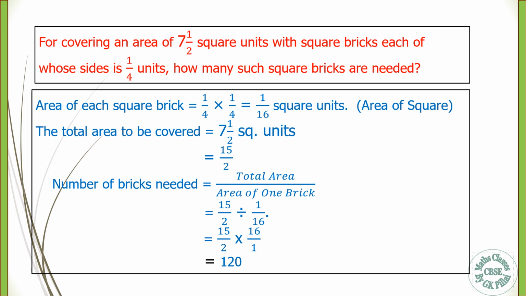The sum is, for covering an area of 7.5 square units with square bricks of sides 1 by 4 unit, how many such square bricks are needed? Area of each of the bricks will be 1 by 4 into 1 by 4, 1 by 16 square units, side into side. And the area to be covered will be 7.5 square units. Change it into an improper fraction. The number of bricks needed will be total area divided by area of each brick. 15 upon 2 divided by 1 by 16. When you reciprocate and multiply and cancel out wherever needed, you will get 120 bricks.